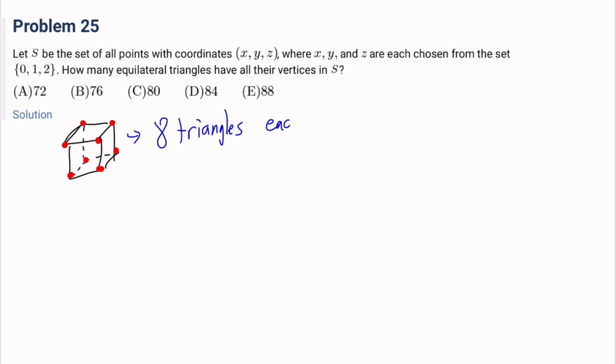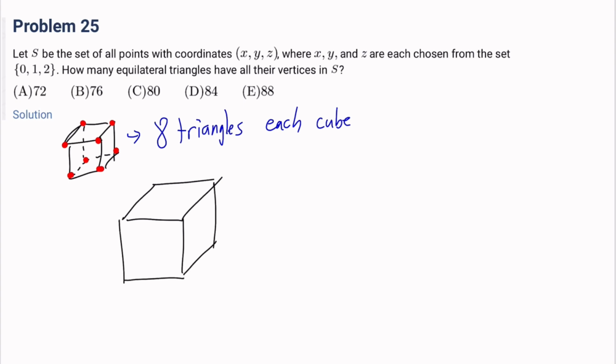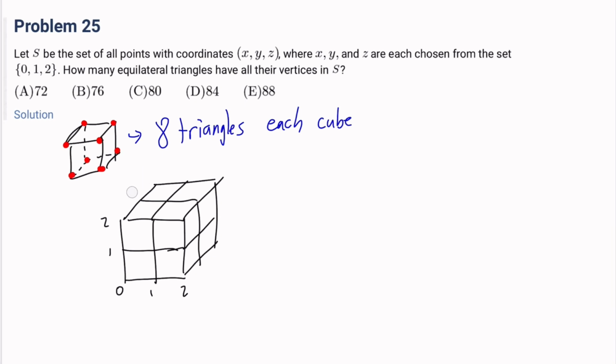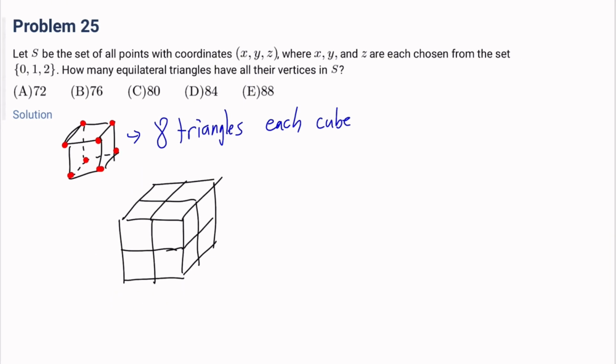for each cube, right? And since x, y, z can be 0, 1, 2, their possibilities are like that, and so this would be the whole set, and then it would be divided like this into 8 possible cubes. So this is going to be 0, 1, 2, and this far side is going to be 0, 1, 2, right? And so the point is that it's going to be a 2 by 2 by 2 cube.